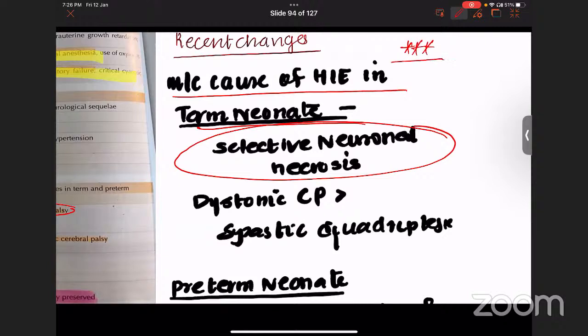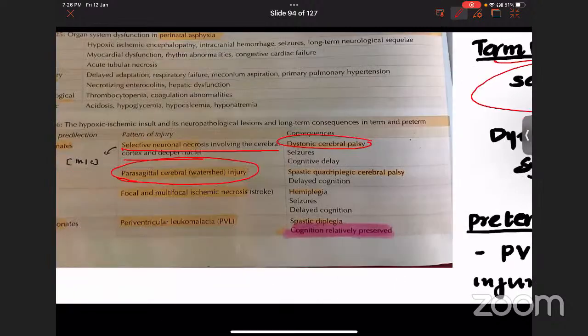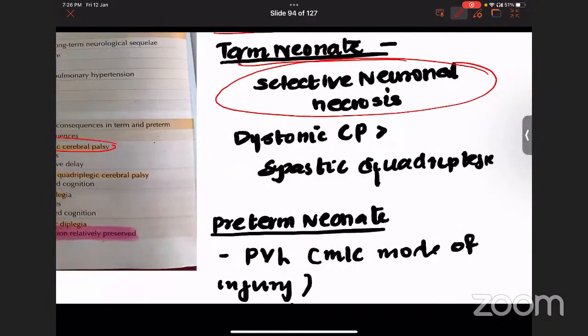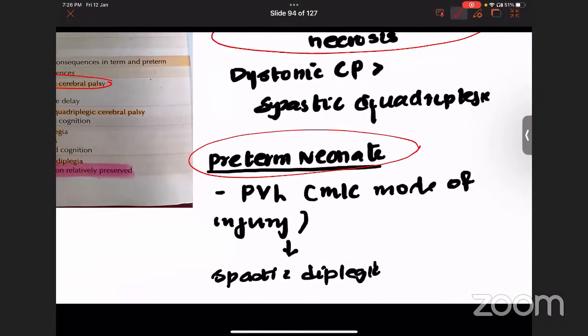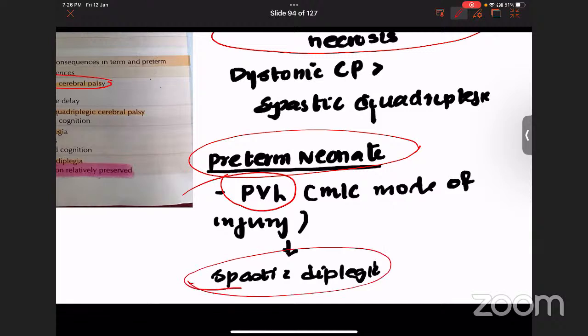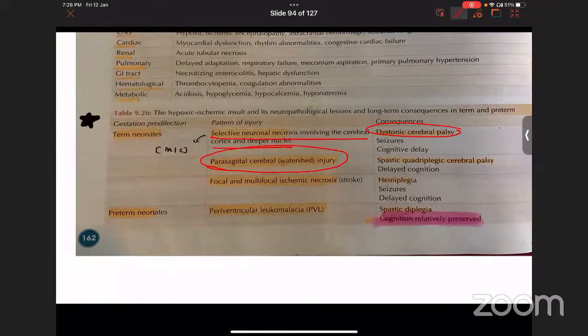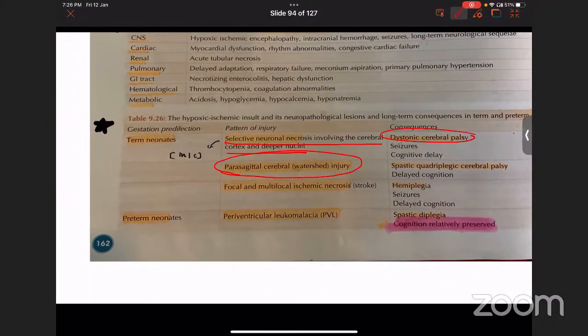Please note it down. Which is the most common cause of HIE in a term neonate? Not parasagittal cerebral injury. It's selective neuronal necrosis involving your cerebral cortex and deep nuclei. But for the preterm neonate, it remains the same. It is PVL, that is periventricular leukomalacia. It's the most common mode of injury in a preterm neonate and always leads to spastic diplegia. Right? Intellectual deficit, cognition is impaired in the term neonate, whereas in the preterm neonate, since the maximum cerebral cortex is not that much involved, in most of the preterm neonates the cognition is relatively preserved.